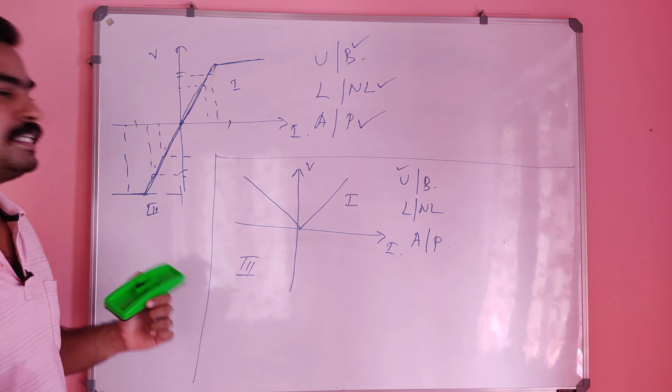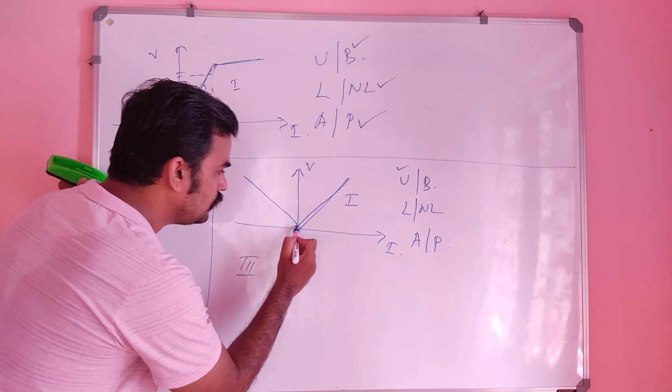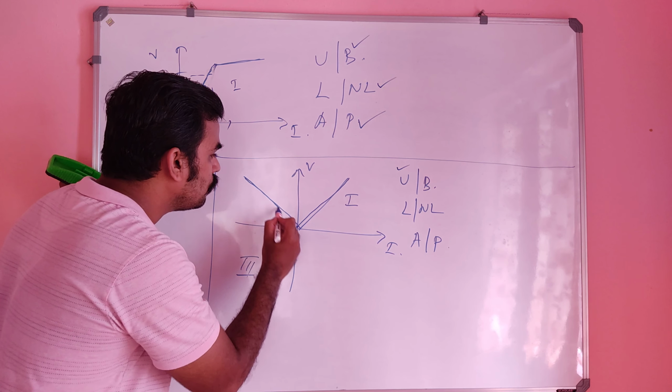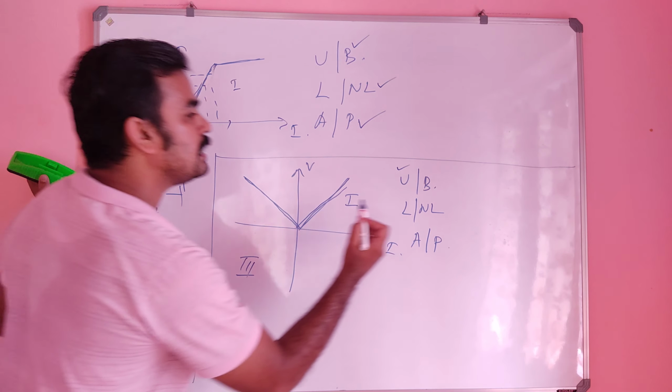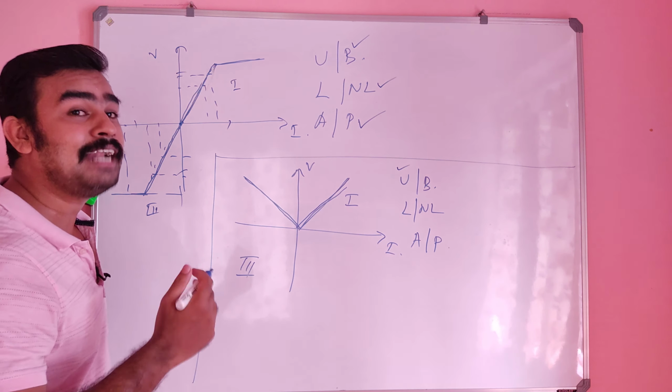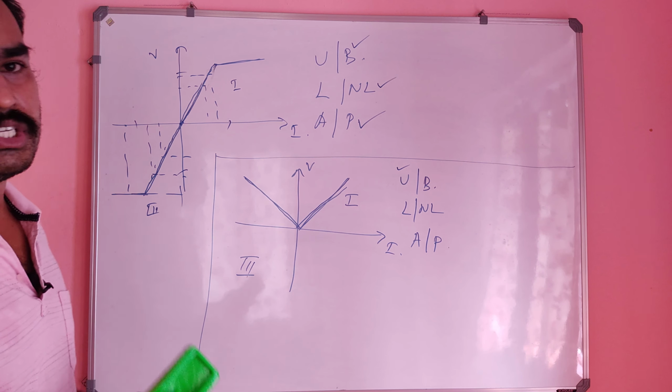And check linear or non-linearity first. For linearity I already said it should be passing through the origin. Of course it is passing through the origin now. So the first condition is satisfied already. And what is the second condition for linearity? The slope will be constant. Very, very important here. The slope will be constant.